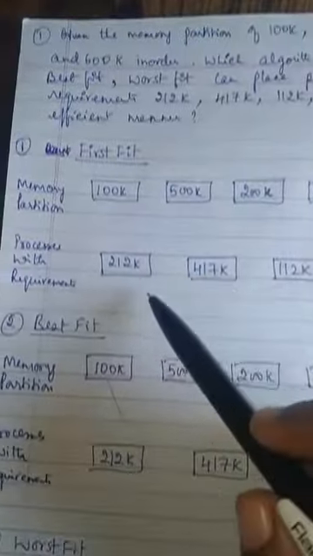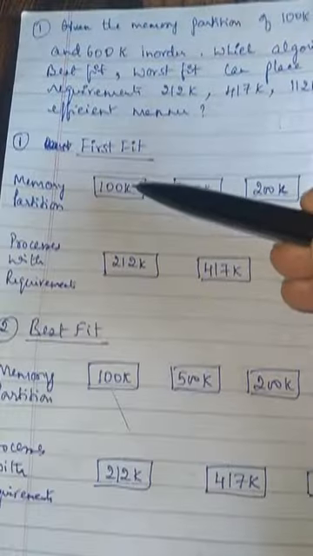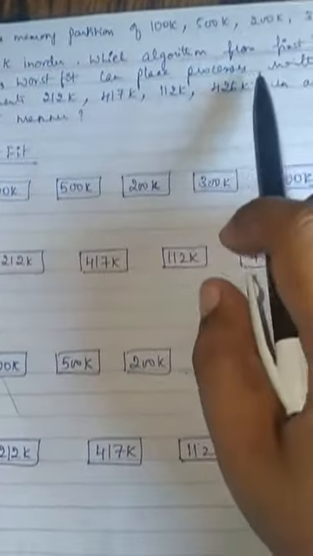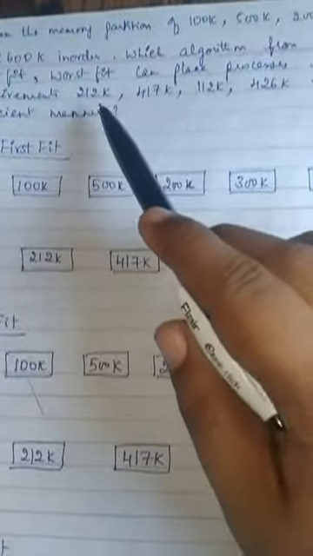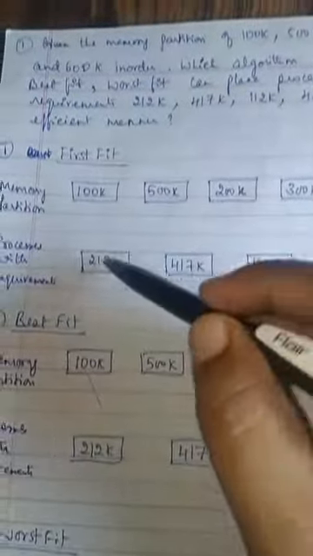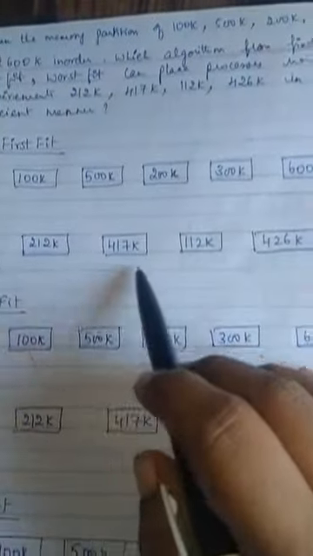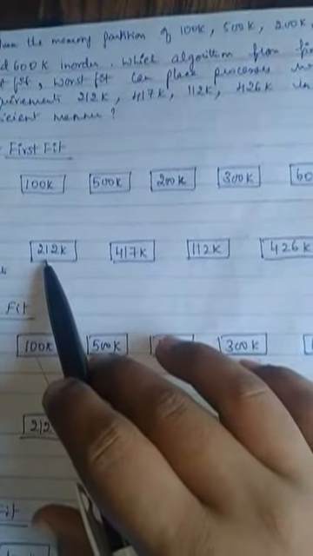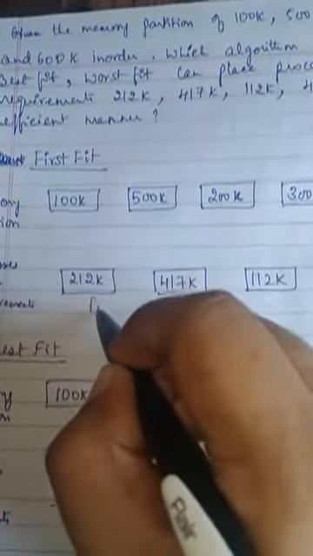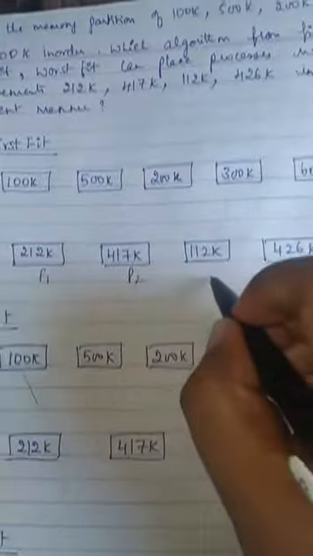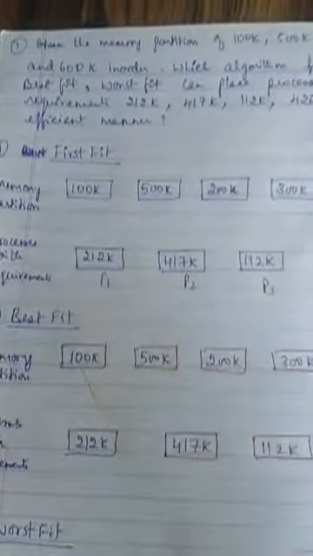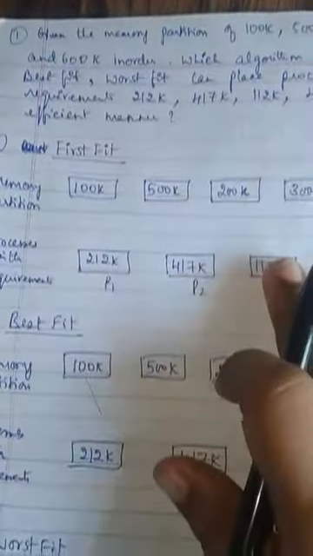Now what we have to do here is, we have to allocate the processes. Which are the processes? Place the processes with requirement 212, 417, 112, 426 in an efficient manner. So these are the processes. The process size is told here. So the sizes are 212, 417, 112, 426. If you name them P1, P2, P3, P4, you can name it this way. So how you are going to allocate the memory partition to these processes, we will see.